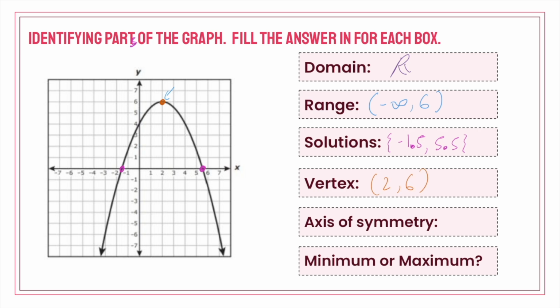So now we're looking for our axis of symmetry, and again, that's going to be a line that cuts right down the middle of the parabola, right through that vertex. In this case, that's going to be x equals 2. And then we have to identify do we have a maximum or a minimum, and in this case, we have a maximum. This is as high as this graph can go, so we have a maximum this time around, and it's as high as it can go at positive 6. Now let's go ahead and take a look at the next example.